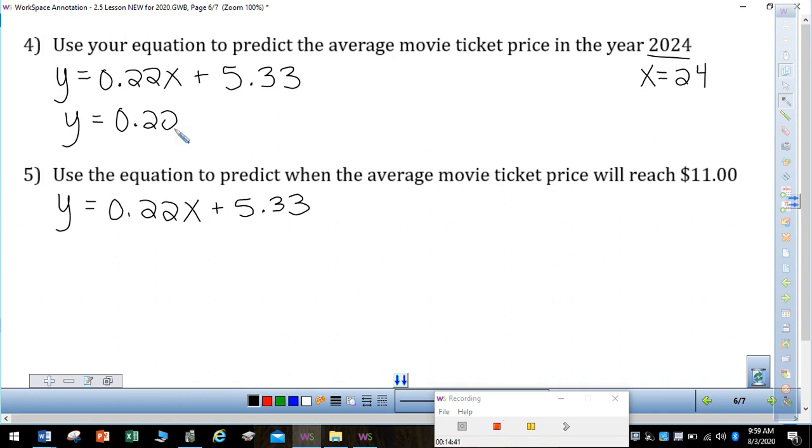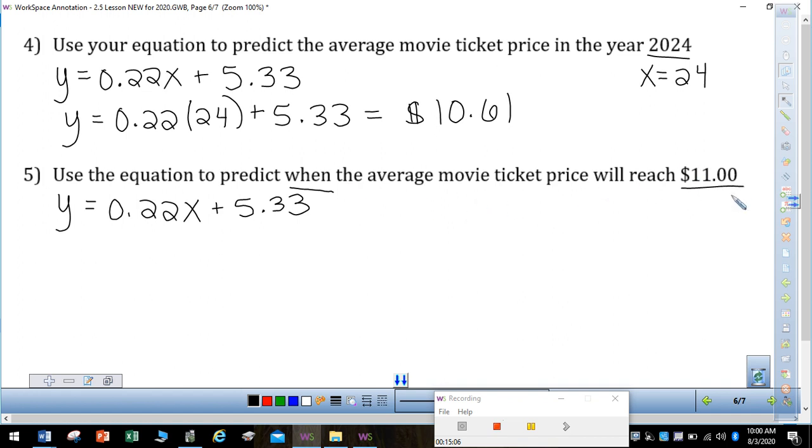So our trendline equation, 0.22 multiplied by x, so we're going to plug in a 24 there, and then add 5.33 onto the end. We get an answer here of a predicted average ticket price of $10.61. So this is an easy prediction to do, just converting the x value to 24 and then just plugging that in for x. The next question is wanting us now to predict the year when the movie ticket price is going to reach $11.